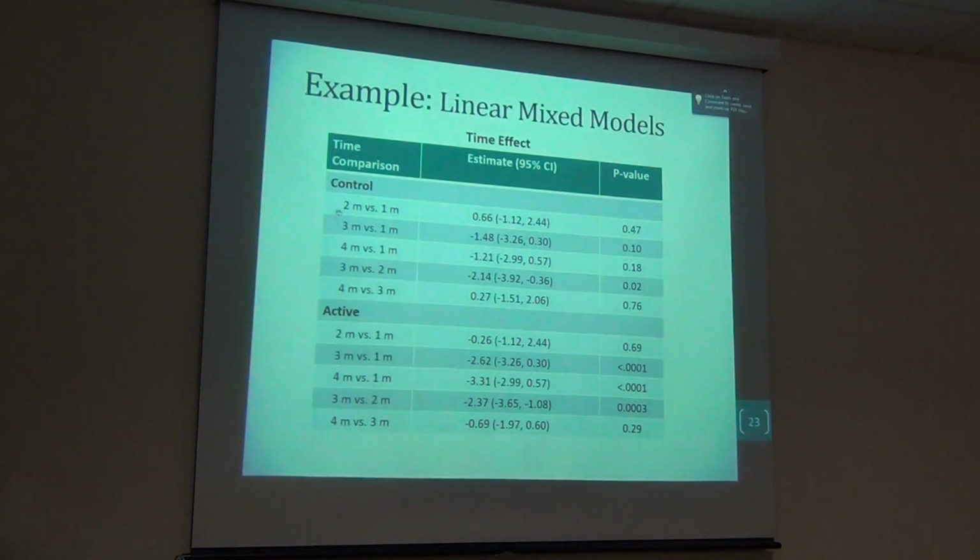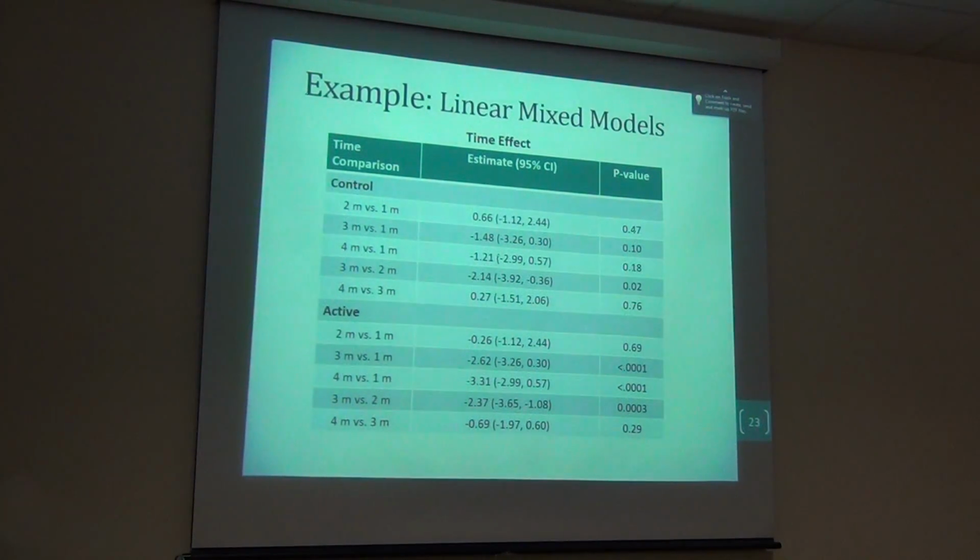Here you can calculate, and you can look here in the control group, the response at 2 months compared to the duration of focus at 1 month was about 0.6 minutes longer. And then at 3 months compared to one month, it was actually 1.5 minutes shorter, and so on. So you can do all kinds of pairwise comparison between the time points.